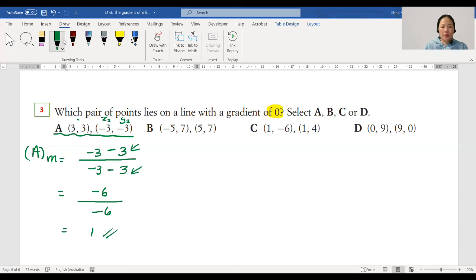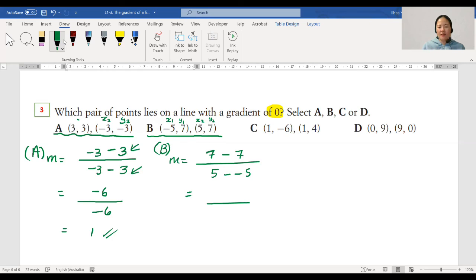Okay. B. Where's my Y2? 7. Okay. And then what's my Y1? 7. Yes, 7. What is X2? 5. What's my X1? -5. So I'm going to double -5, okay? So on the top, what's 7 take away 7? 0. Correct. And then on the bottom, 5, -5.